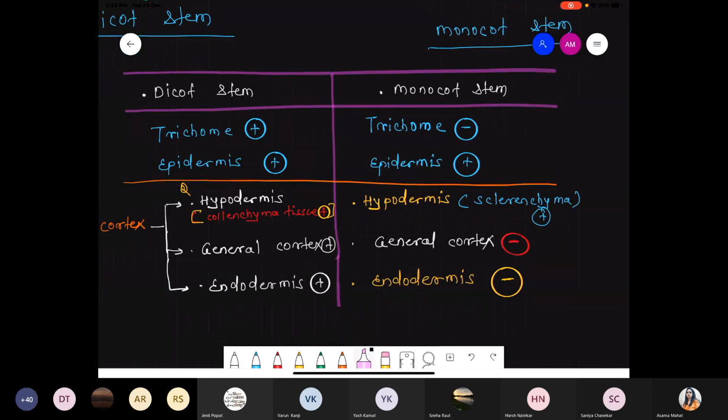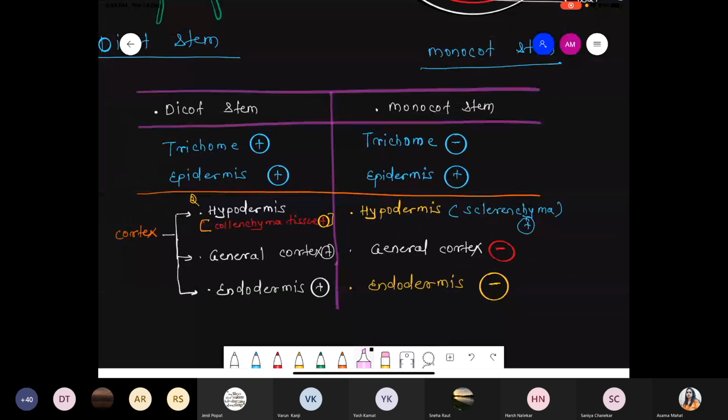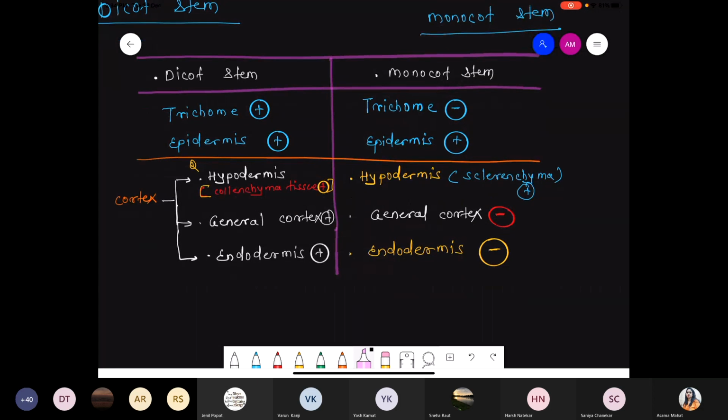Okay, so the cortex we are talking about is made up of the hypodermis, another one that is the general cortex, and third one that is the endodermis. Endodermis is a characteristic feature which is present in the root as well as in the dicot stem. But please remember one point, a favorite question about the endodermis layer of the dicot stem.